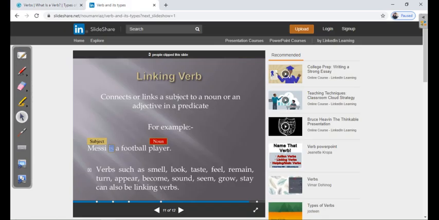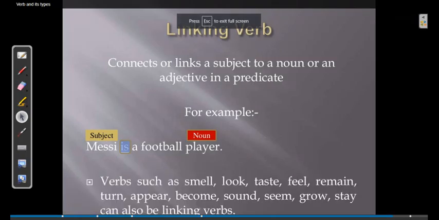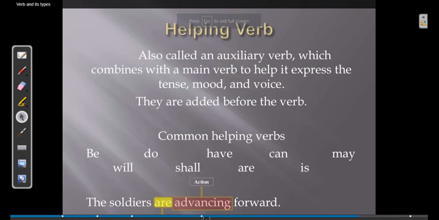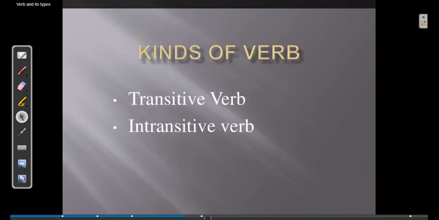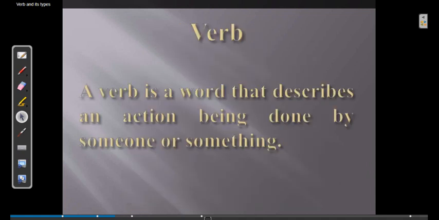So, my dear students, again I will recapitulate. A verb is a word that describes an action being done by someone or something. If I translate it, what does the verb mean in your native language?